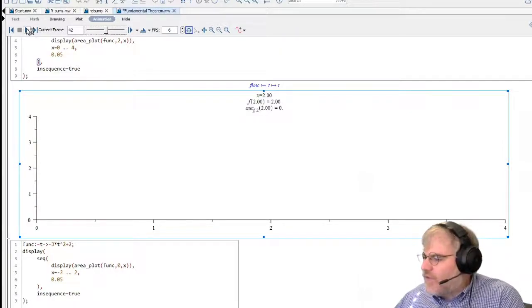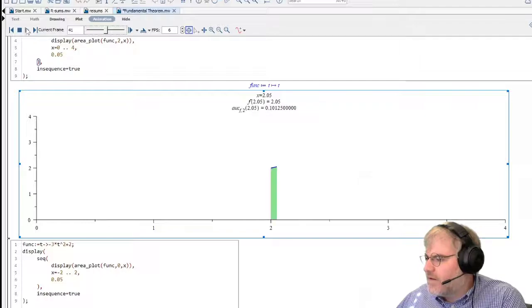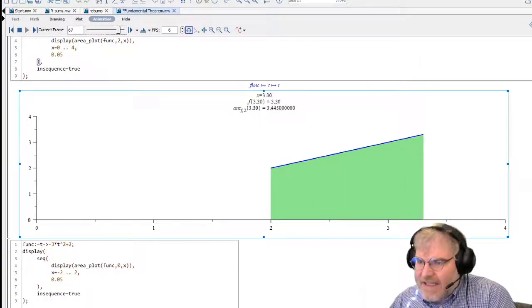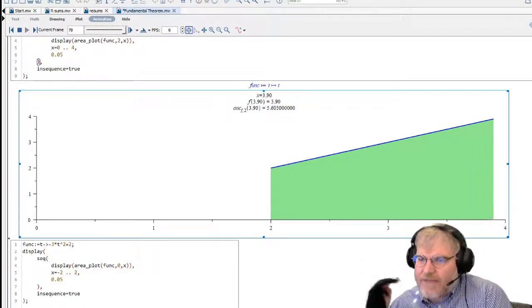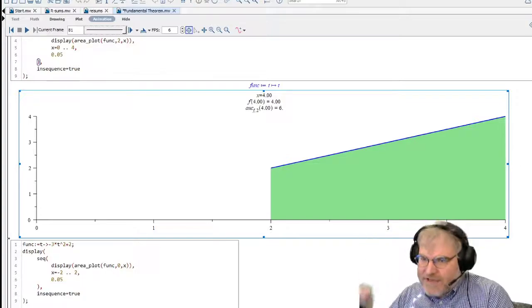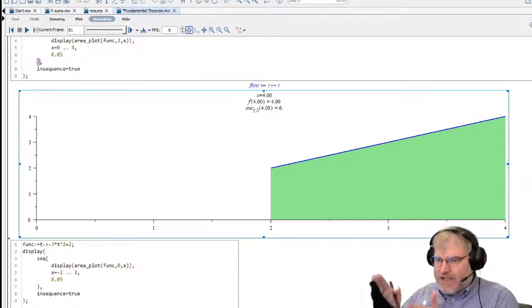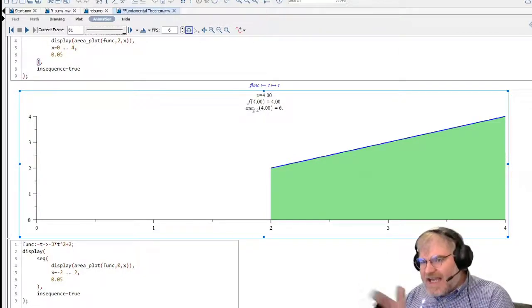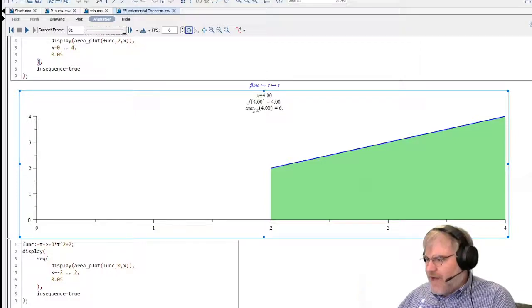So as I move to the right, exactly, it changes. Positive area becomes negative, I'm sorry, negative area becomes positive area, and positive area becomes negative area at the base point. It changes. Okay? This way, as I move to the right, it's consistent, right?